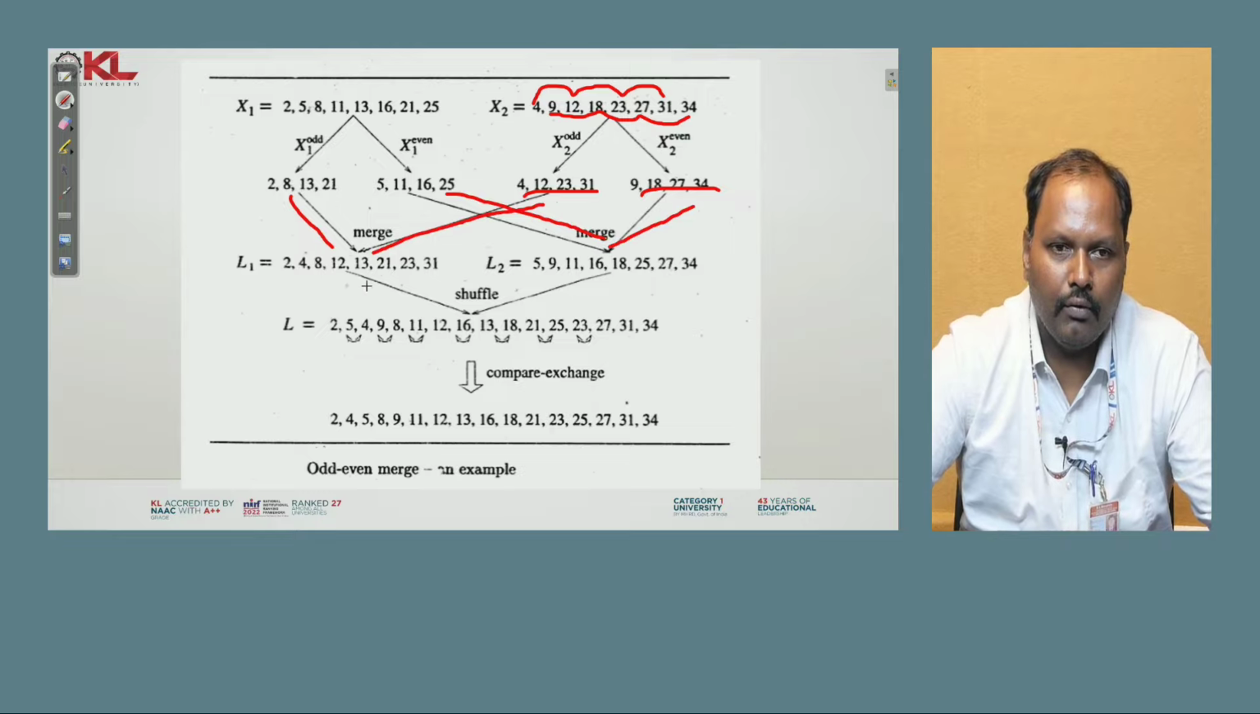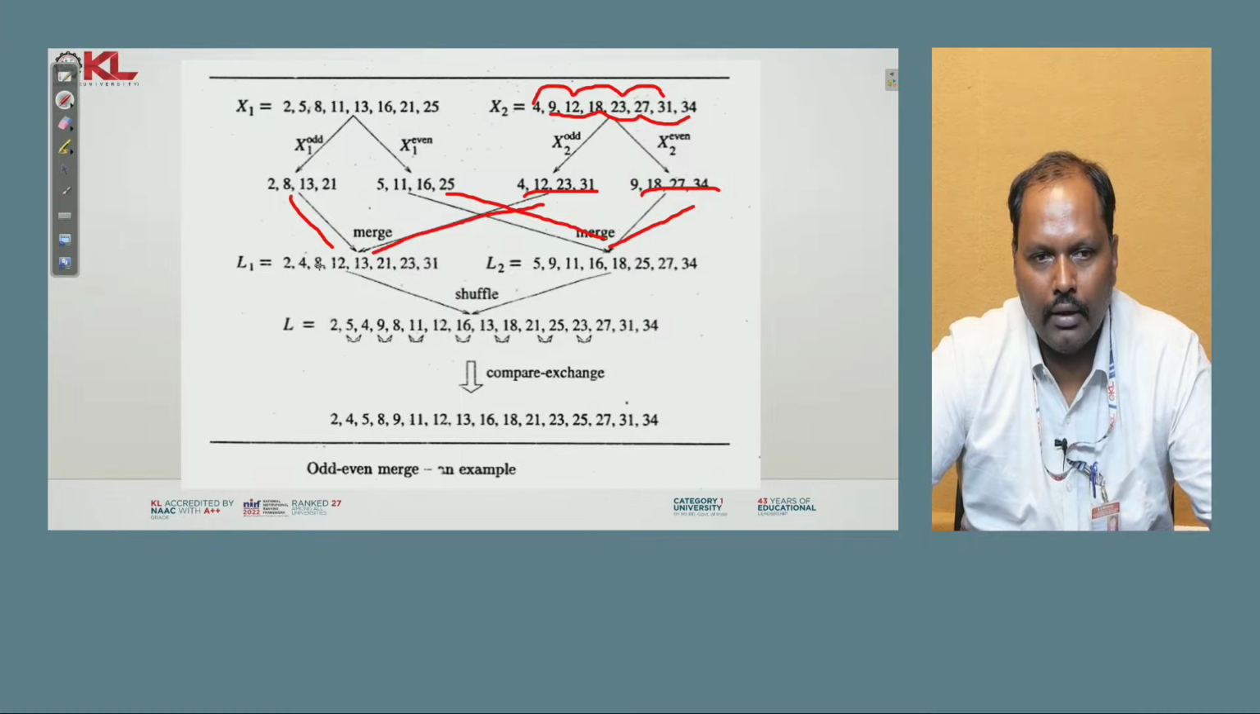Those are L1 and L2, where L1 takes all the odd elements of x1 and x2, and L2 is represented by x2 even and x1 even. After this, we compare L1 and L2. 2, 5 we can add here. 4, 9 we can add here. Normal values go L1, L2, L1, L2 like that.